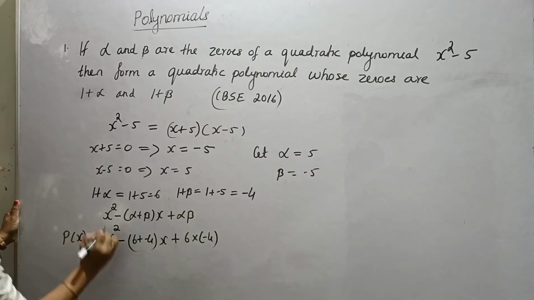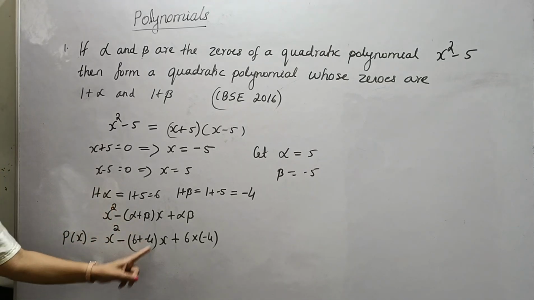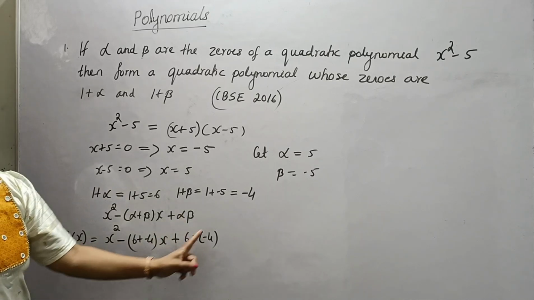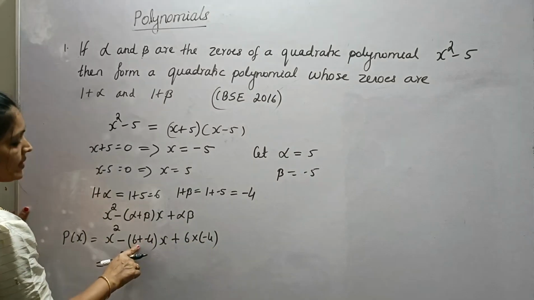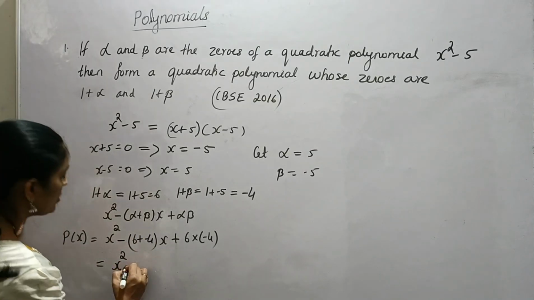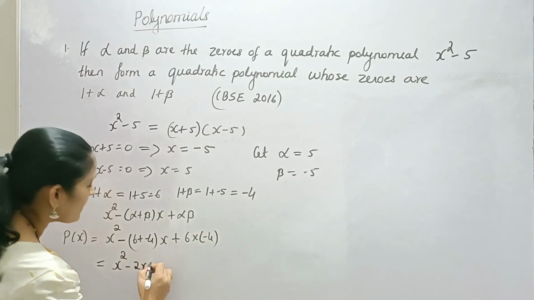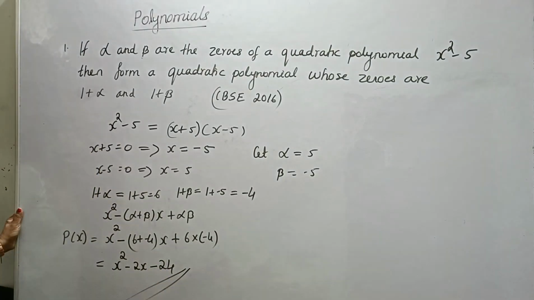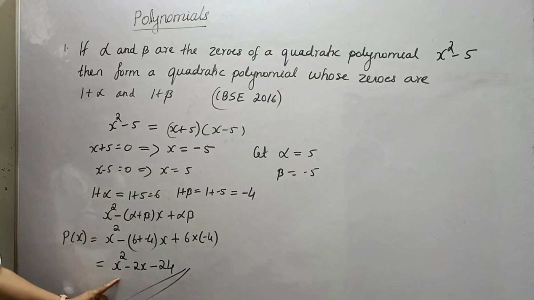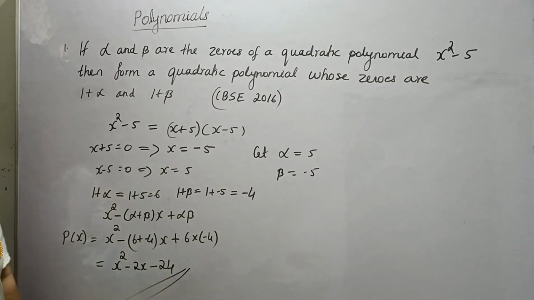So required polynomial is x square minus of 6 plus minus 4 into x plus 6 into minus 4. That is equal to x square. Here 6 plus minus 4 is 2. So minus 2x. Here 6 into minus 4 is minus 24. So required quadratic polynomial is x square minus 2x minus 24.